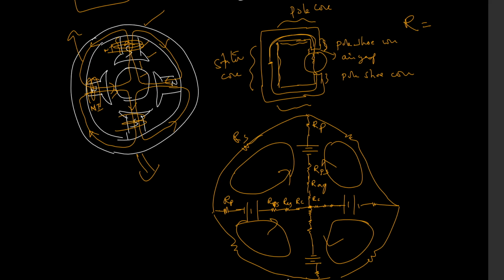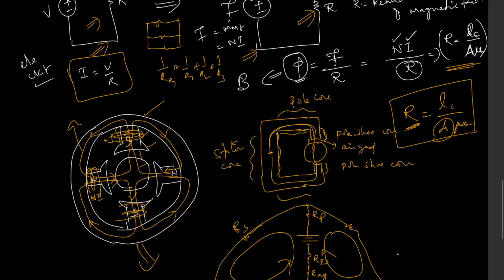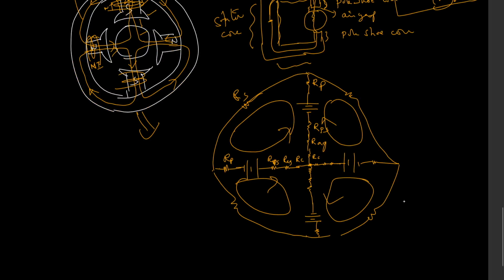So you can find out these reluctances for various sections using this formula. R is equal to Lc by A mu. So length of that magnetic core, the cross section, and the permeability. So for each section you can find out the reluctances, and then you can find out the various flux densities occupying in the machine, right?